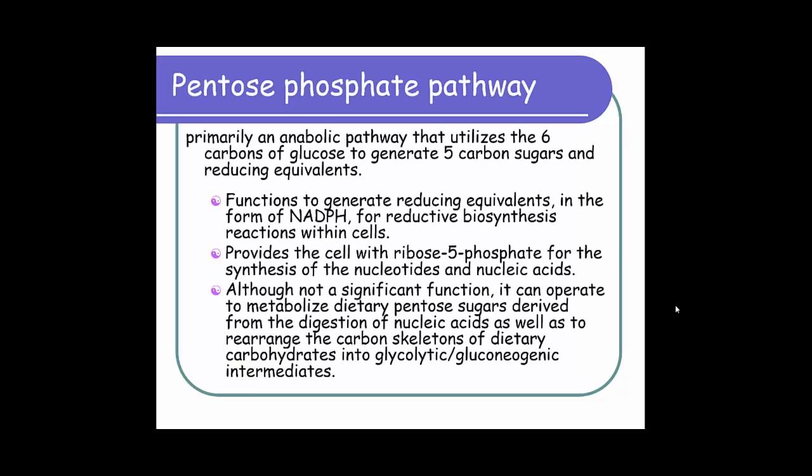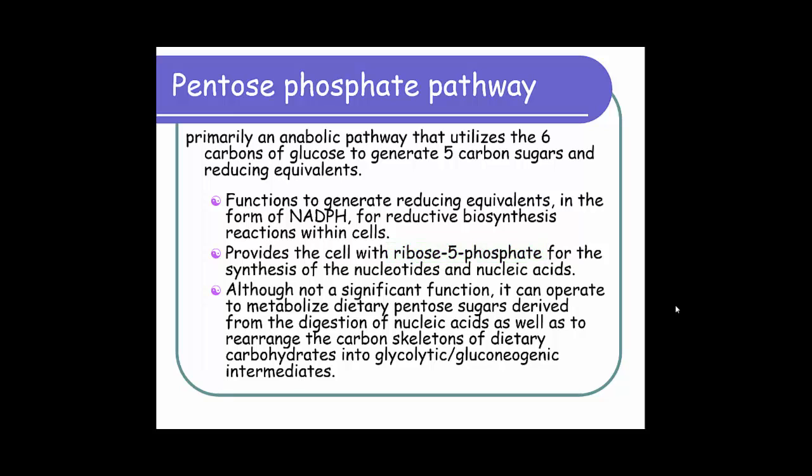The pentose phosphate pathway is primarily an anabolic pathway that utilizes the 6 carbons of glucose to generate 5-carbon sugars that enter the pathway and what we call reducing equivalents. It functions to generate the reducing equivalents in the form of NADPH for reductive biosynthesis reactions within the cell. What this does is provide the cell primarily with ribose 5-phosphate. This is important in our cells for the synthesis of the nucleotides and nucleic acids.